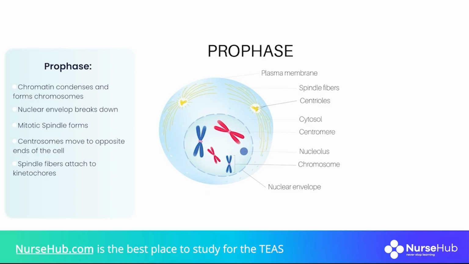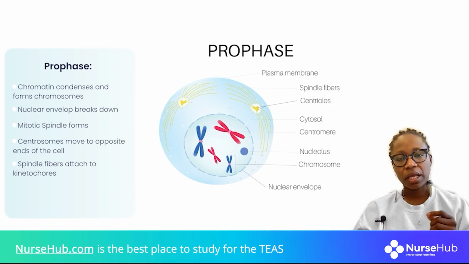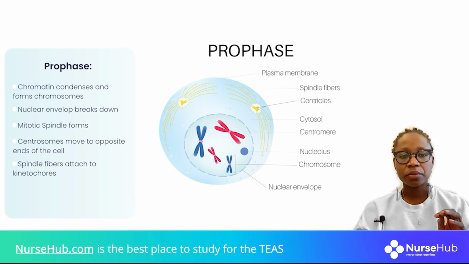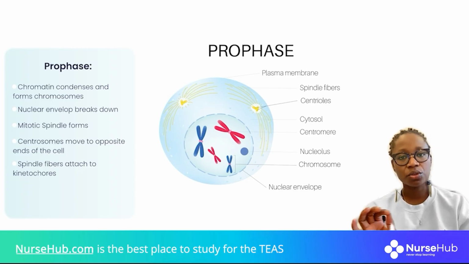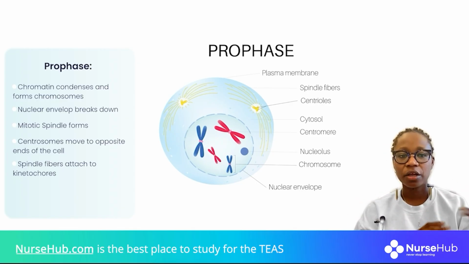The next step is the formation of the mitotic spindle. Fun word, mitotic. The mitotic spindle is a structure composed of microtubules that helps in the movement and separation of chromosomes during cell division. In prophase, 2 centrosomes, which are small organelles located near the nucleus, move to opposite ends of the cell. As the centrosomes move, they generate spindle fibers that extend from each centrosome toward the center of the cell. These little spindle fibers form a complex network known as the mitotic spindle.